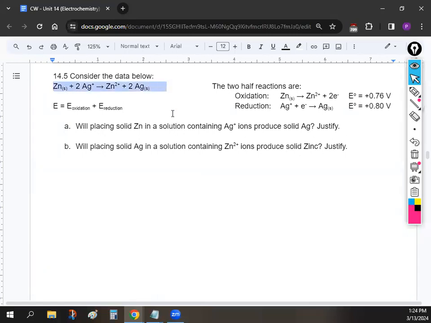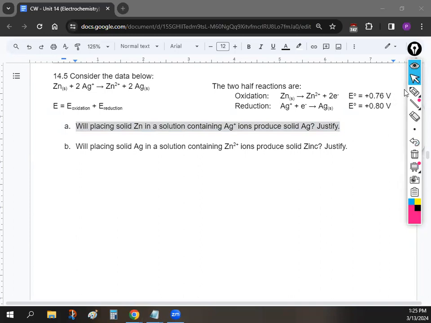Okay, so this is the complete reaction. And then you have the two half reactions, including the electrical potential. Now, lucky for us, it tells us which one is oxidized and which one is reduced. Okay, so first one right here, part A. Will placing solid zinc into a solution containing Ag plus ions produce solid Ag? And we've got to justify our answer.